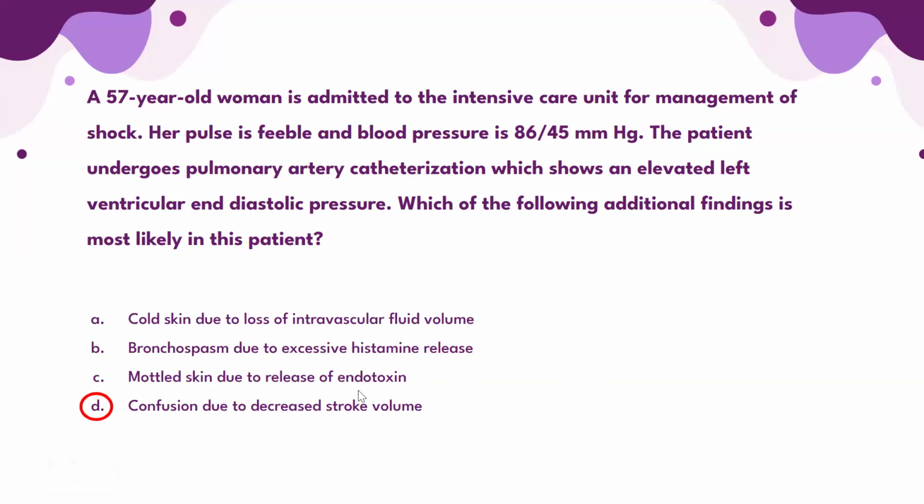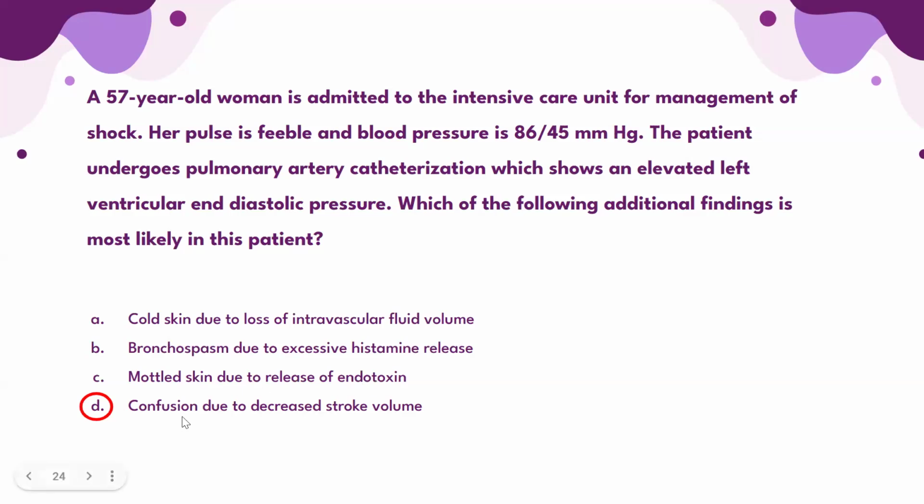Mottled skin due to release of endotoxin. This will occur in sepsis. So this would be the mechanism for septic shock. And for sepsis to occur, there has to be either fever. You guys know the SIRS, right? The systemic inflammatory response symptoms, the things that occur in sepsis, and none of these are present here. So we're not thinking of sepsis, we're not thinking of endotoxins.